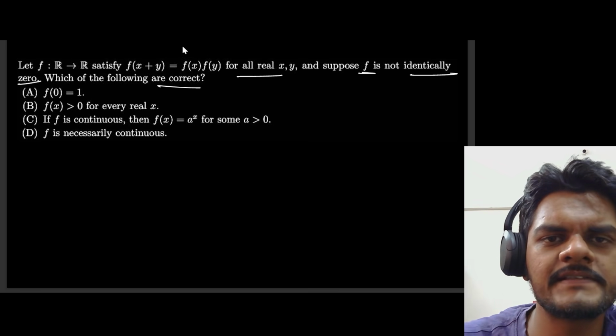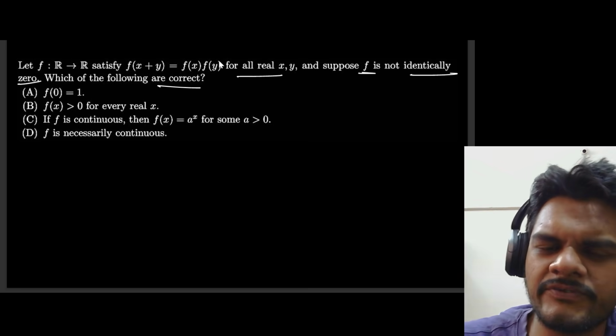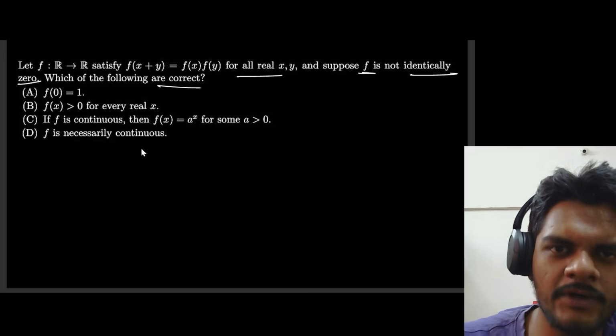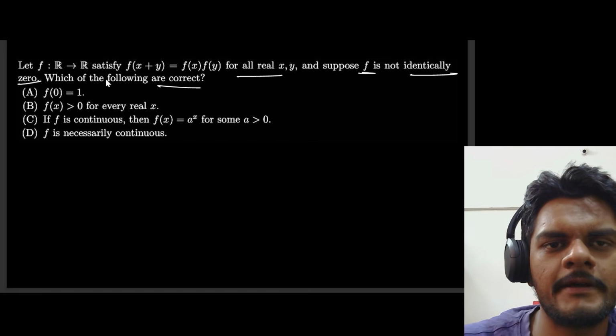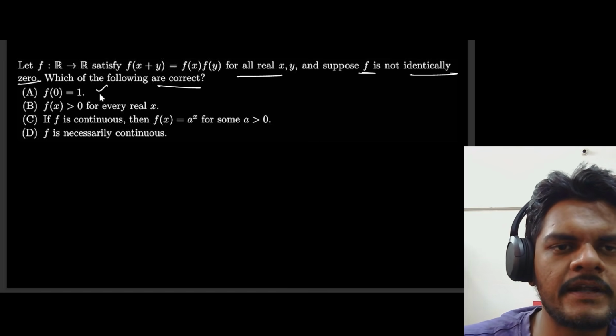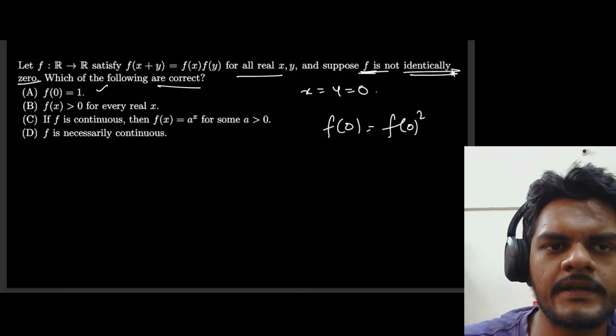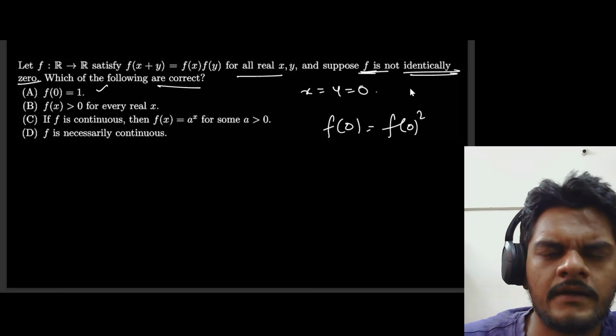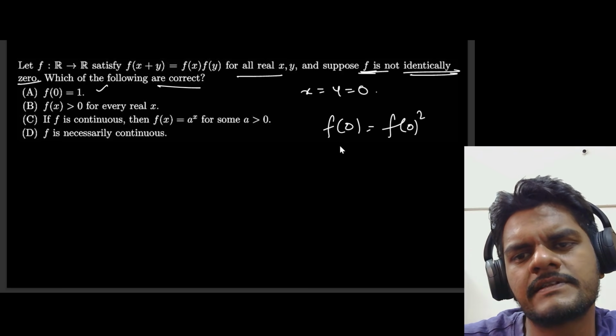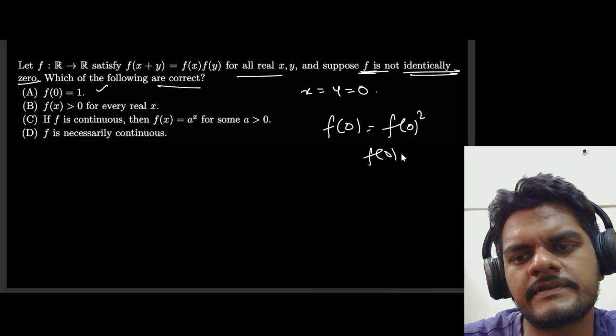See, this is kind of related to the previous question. I'll show you how it is related to that. But you can directly find f of 0, right? If you put x equal to y equal to 0, then f of 0 is equal to f of 0 squared. And it is given that f is not identically 0. Maybe I cannot use this. We cannot prove f of 0 is not equal to 0.